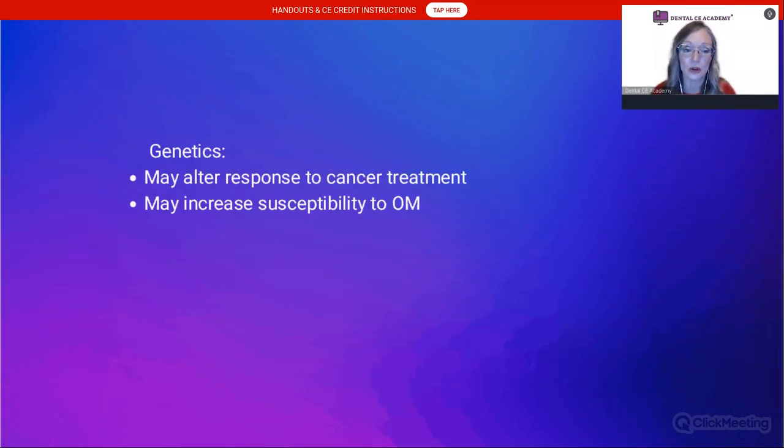Genetics can also alter response to cancer treatment. And certainly there's much more genetic testing now that's in play in terms of treatment of many cancers, but it may also increase susceptibility to OM.